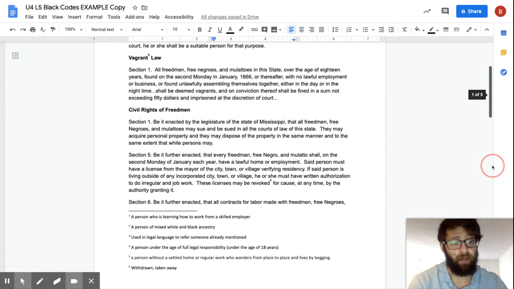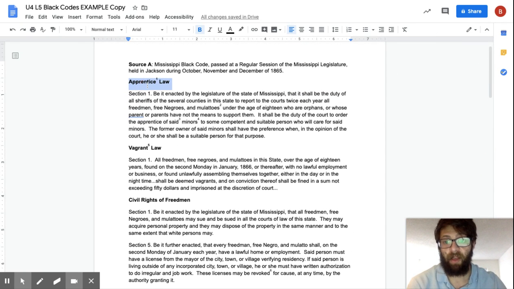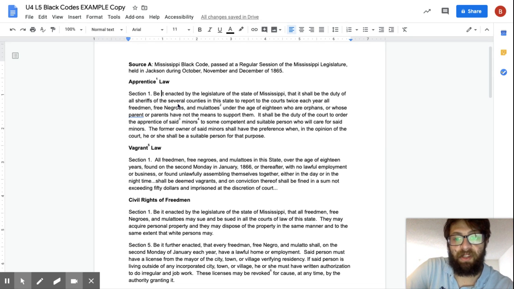So as I go back up to our document now, I found the apprentice law. Perfect. And as we go to read, keep in mind, we might not understand every word we see in here, and that's okay. We're looking for the key bits of information in order to put this in our own words. So, be it enacted by the legislature in the state of Mississippi, it shall be the duty of all sheriffs of the several counties in the state to report to the courts twice each year all freed men, free Negroes, and mulattoes under the age of 18 who are orphans, or whose parents or parent have not the means to support them. Okay, so we have that first part.